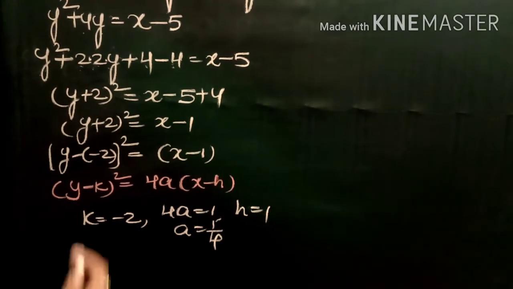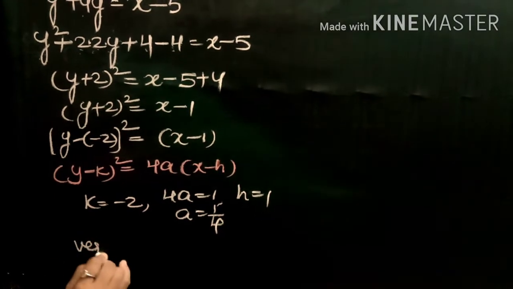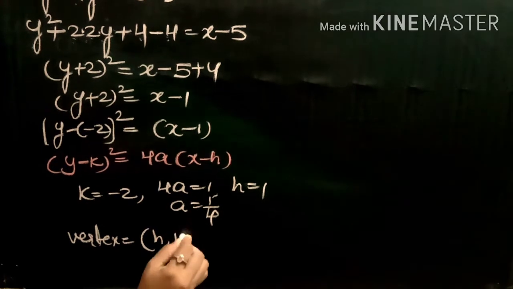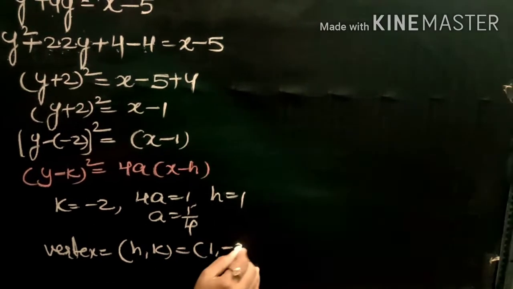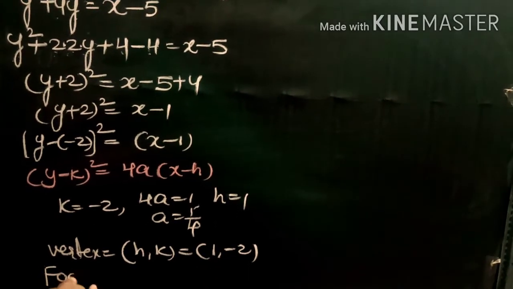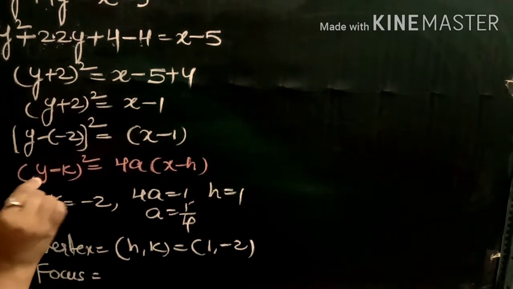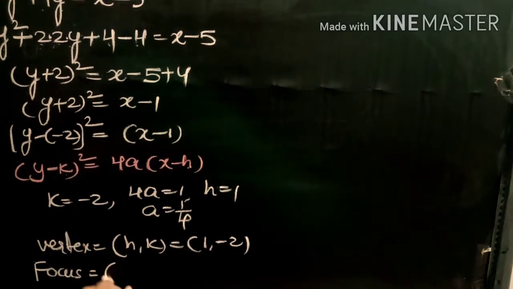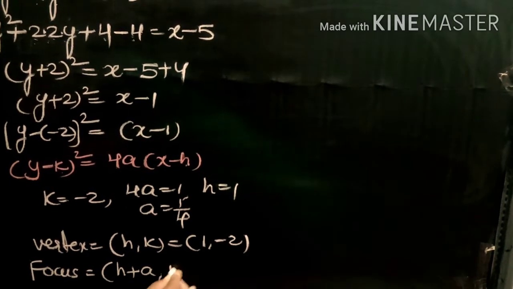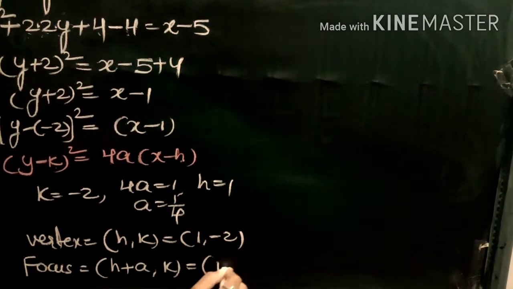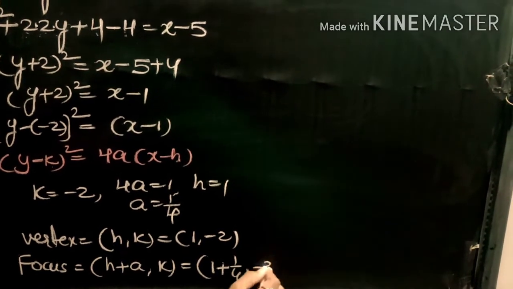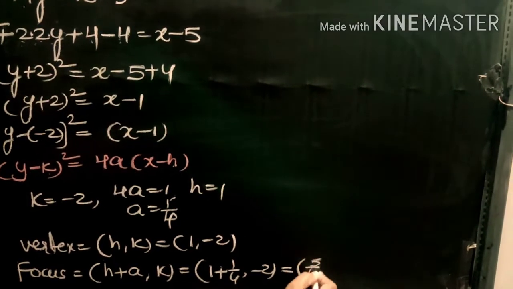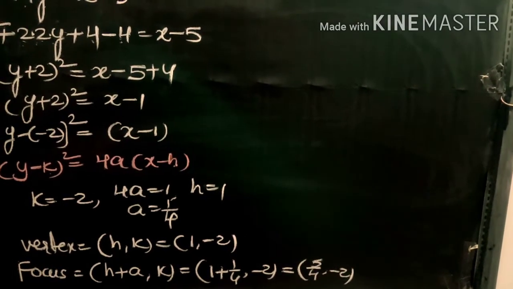Now we are finding the values one by one. First is the vertex. What is the vertex value? We know clearly that here the vertex is h comma k, which is equal to 1 comma minus 2. And the next one, focus. This is y minus k whole square is equal to 4a into x minus h. For this form the focus value is h plus a comma k. That is 1 plus 1 by 4 comma minus 2. 1 plus 1 by 4, taking LCM, 4 plus 1, that is 5 by 4. So 5 by 4 comma minus 2. This is the focus value.